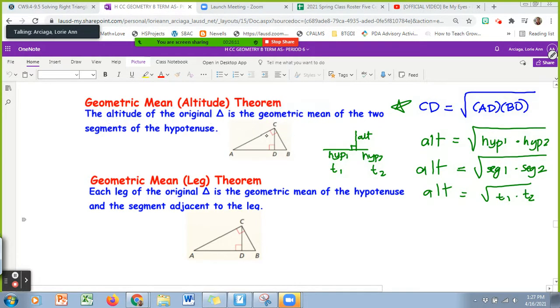Let's look at the second one. The second one is used when you're looking for the leg. So each leg, so that means there's two legs, right? This is a leg and this is another leg. Okay, your original triangle is not an isosceles right triangle, but it's just using the leg here in a different way. So the shorter leg and the longer leg, okay? Each leg of the original is the geometric mean of the hypotenuse and the segment adjacent to the leg.